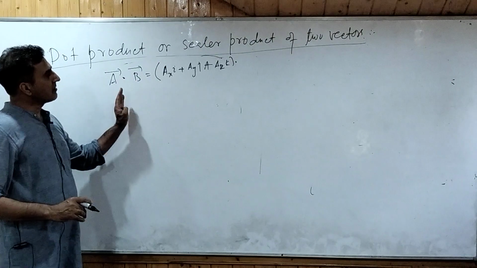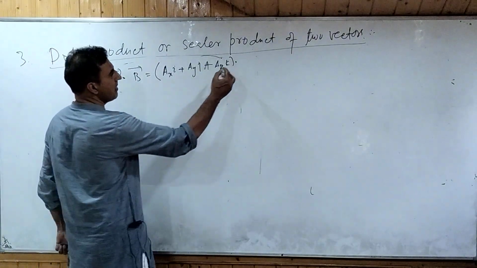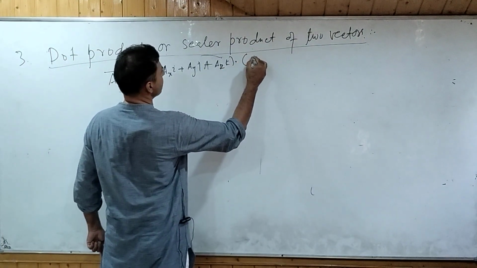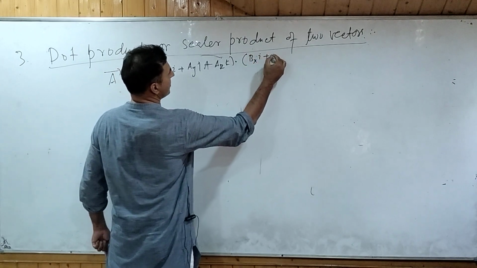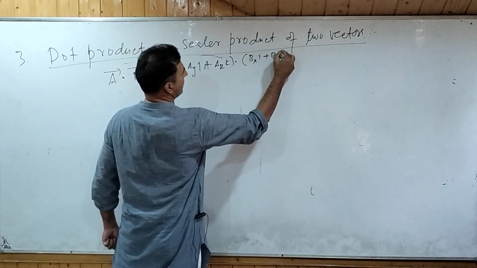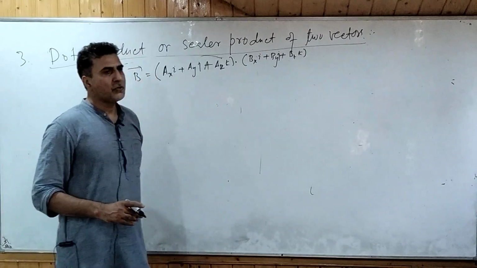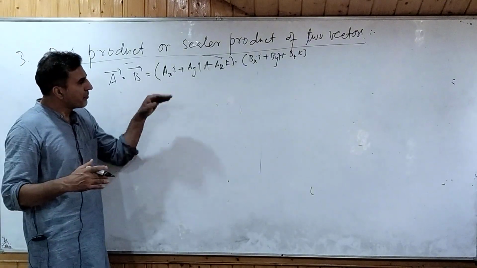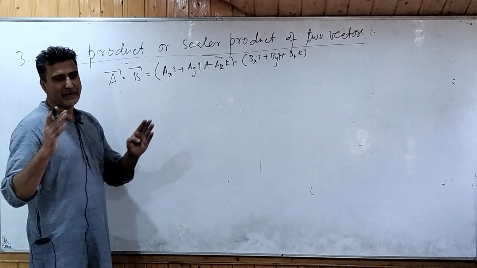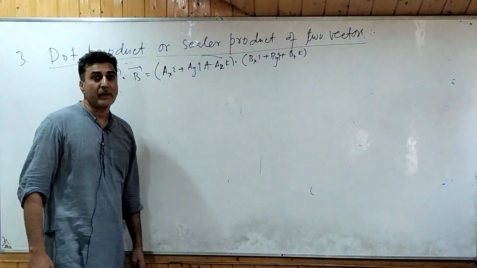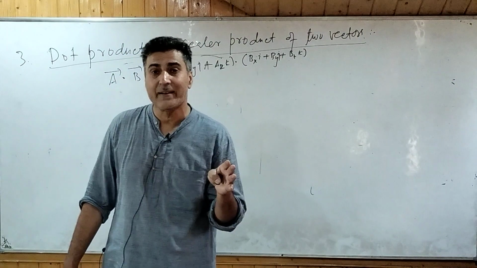Dot with what? B. So what are the space components of vector B? Write it down here: b_x i plus b_y j plus b_z k. These are the two vectors, components of A and components of B. Now let me go ahead with a few mathematical steps, maybe one or two, and I will get an equation which will tell you something physically. It is the end result which is important.